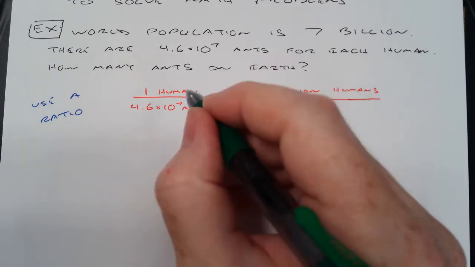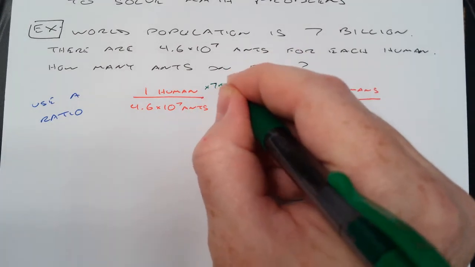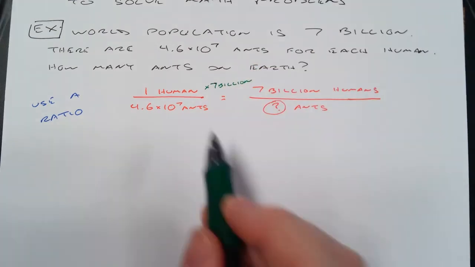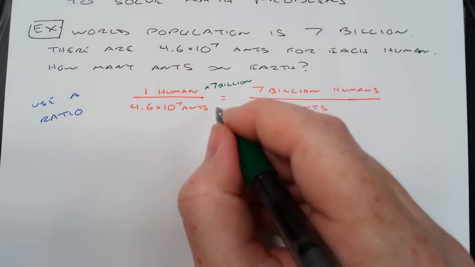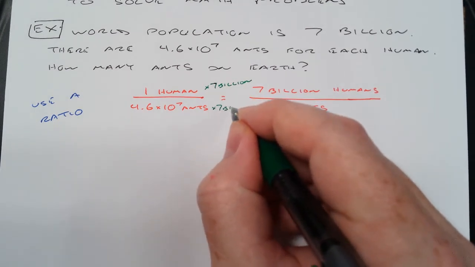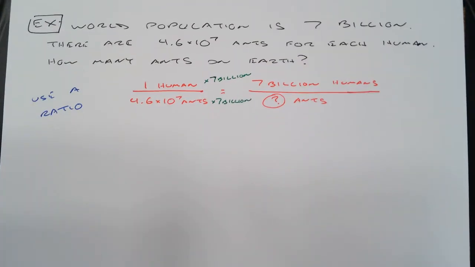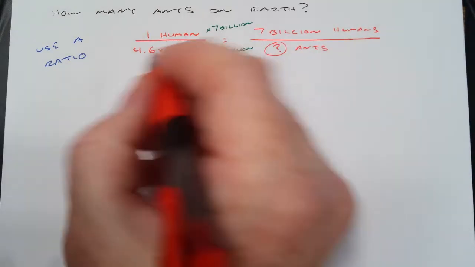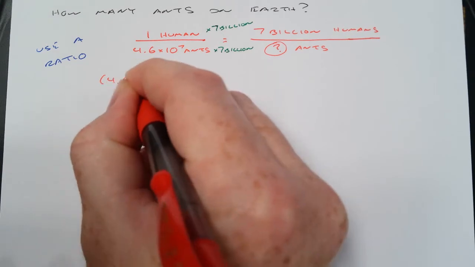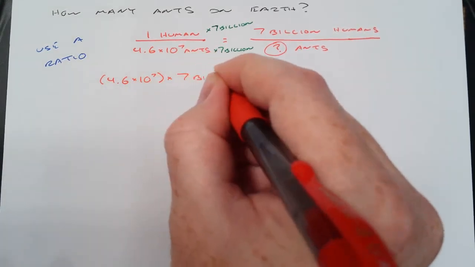So for the numerator, 1 human turns into 7 billion humans by multiplying by 7 billion. So the number of ants for 1 human will turn to the number of ants for all humans by following the same rule, multiply by 7 billion. So to find how many ants on the planet, we have to multiply the 4.6 times 10 to the 7th times 7 billion.